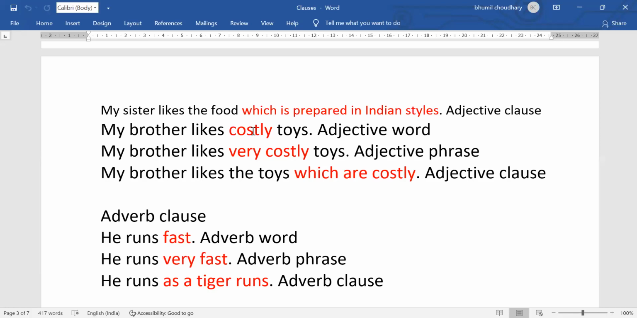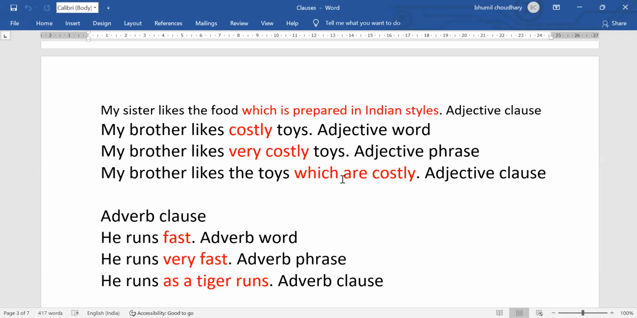But see the next sentence: My brother likes the toys which are costly. This sentence is a clause. Why? Because the subject is here and the verb is here. That is the finite verb, right? So that's why this part is called an adjective clause, right?